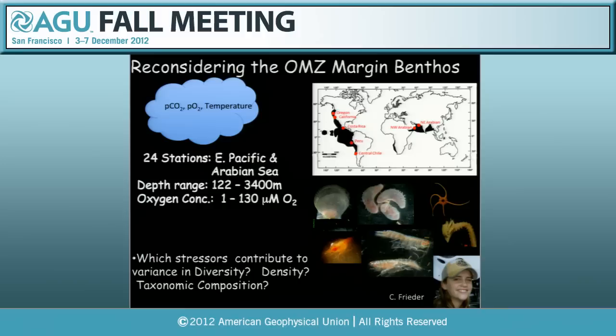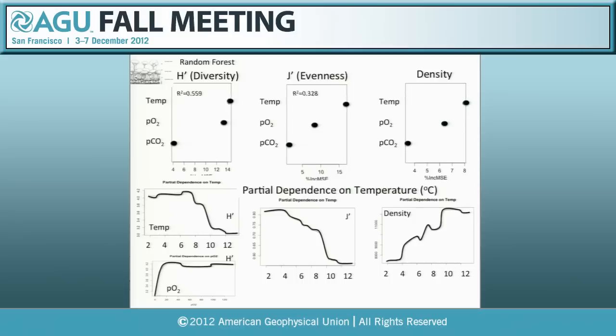I'm not going to talk a lot about the methods, but we used random forest variance partitioning. And what we found, to our surprise, was that it was really temperature that was the master variable accounting for most of the variance, at least in the case of diversity, species evenness, and species density. These partial dependence plots show that there are really strong temperature thresholds at around 8 degrees that affect these values. And oxygen was also quite important for species diversity.